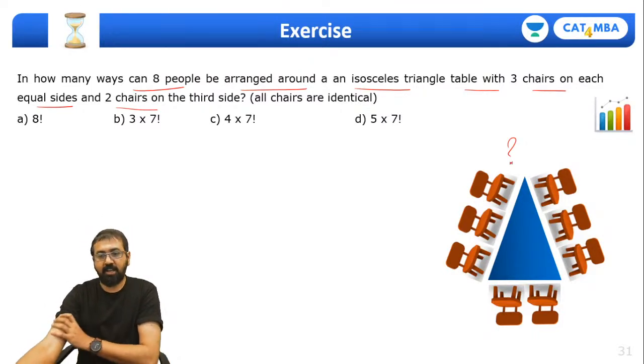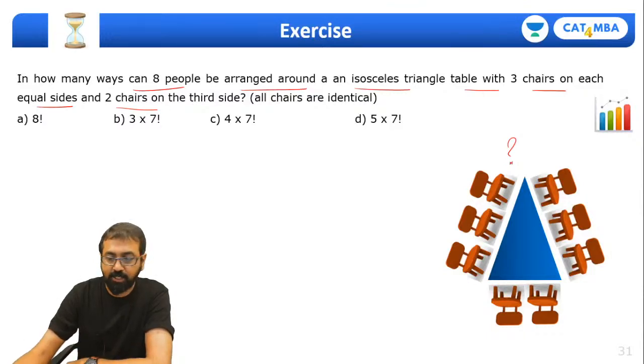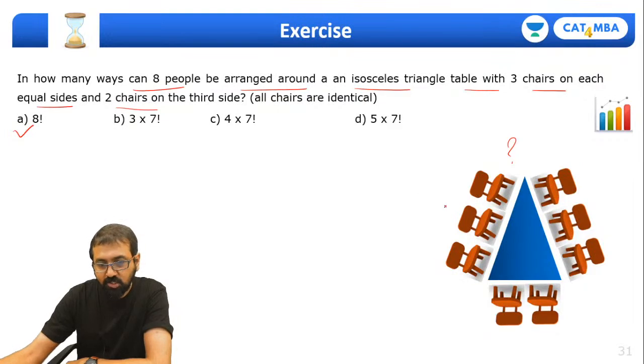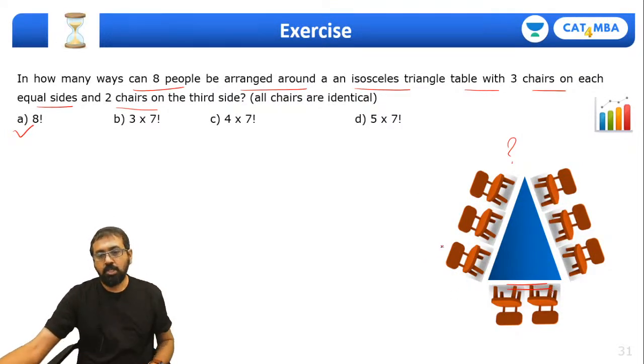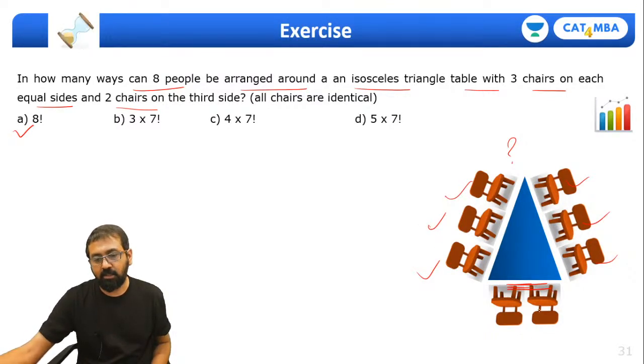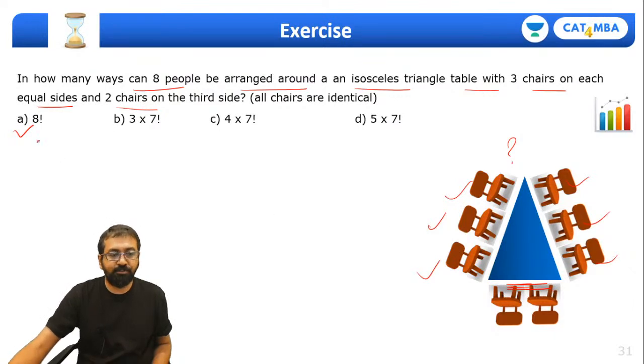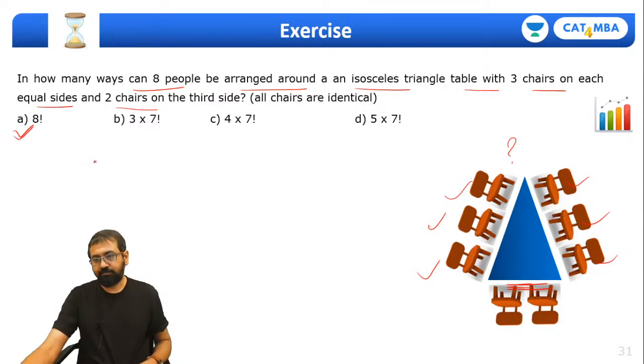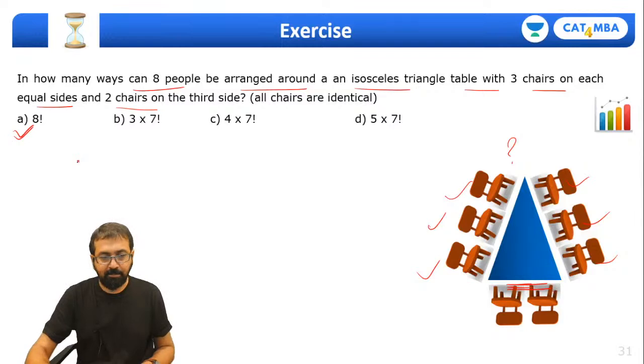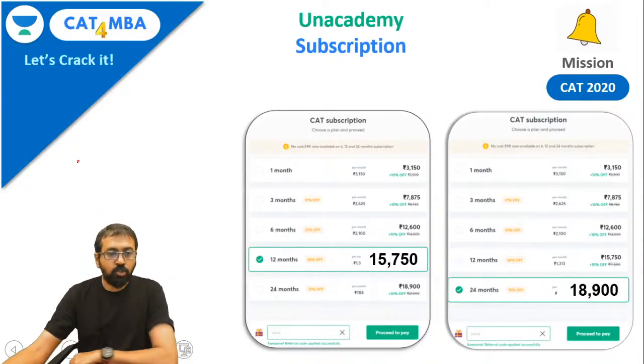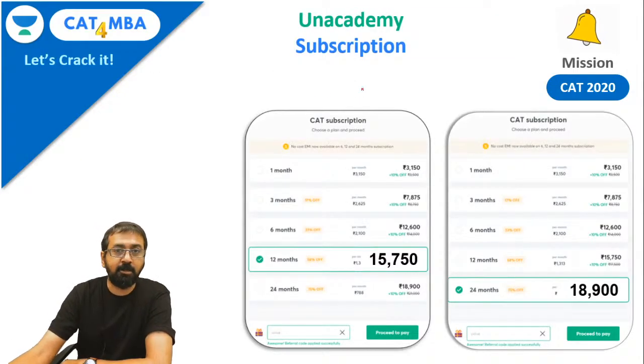Sudarshana, yeah, she's there. Guys, the answer will be 8 factorial, because all these chairs are different with reference to this unequal side. So with reference to this side, this chair, all these chairs are different. So that's why it's 8 factorial. Very simple. Great.